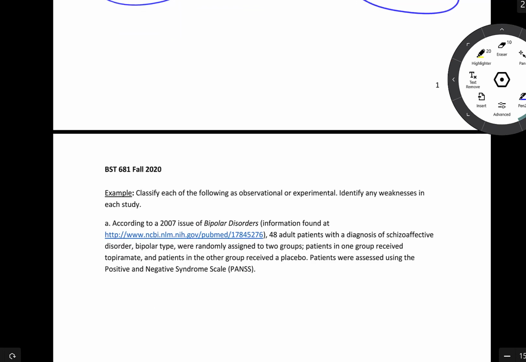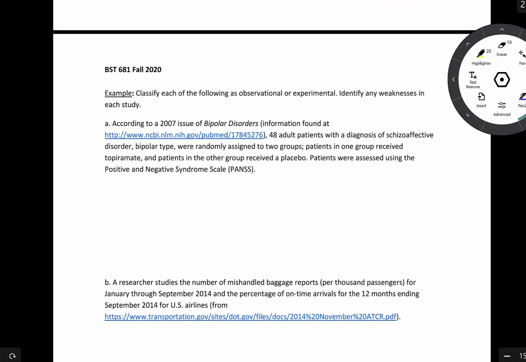All right, so let's look at some examples here. We're going to classify each of the following as an observational study or an experiment, and we're going to identify any weaknesses in each study. So according to a 2007 issue of Bipolar Disorders, 48 adult patients with a diagnosis of schizoaffective disorder, bipolar type, were randomly assigned to two treatment groups. Patients in one group received topiramate, and patients in the other group received a placebo. Patients were assessed using the Positive and Negative Syndrome Scale, not assigned.